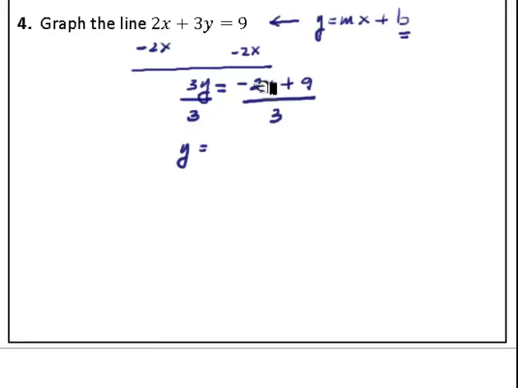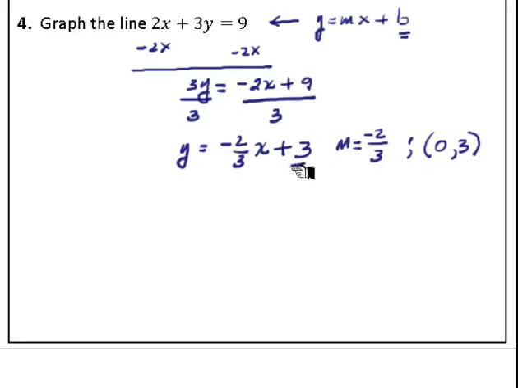So we have y is equal to minus 2/3 x, that's our slope, plus 9 over 3, plus 3. So we have the slope of minus 2 over 3, and we have a y-intercept of (0, 3). There's the y-intercept. So we're going to start at (0, 3), and then we're going to count off down 2, this minus 2. We go in the negative y direction 2 units down, and then we're going to go right 3 to get to another point on the line.